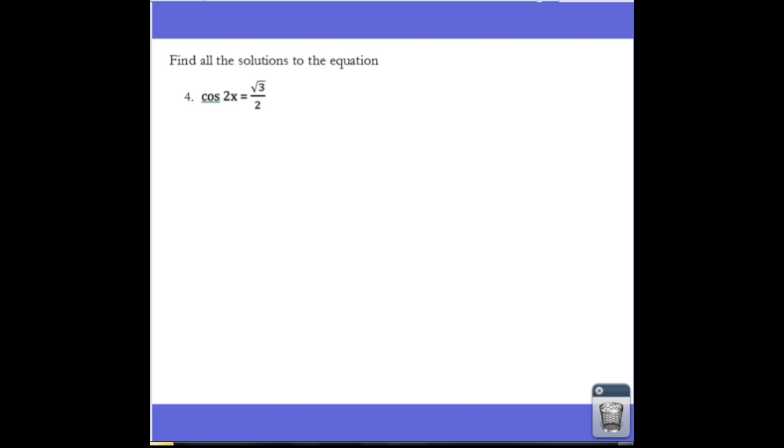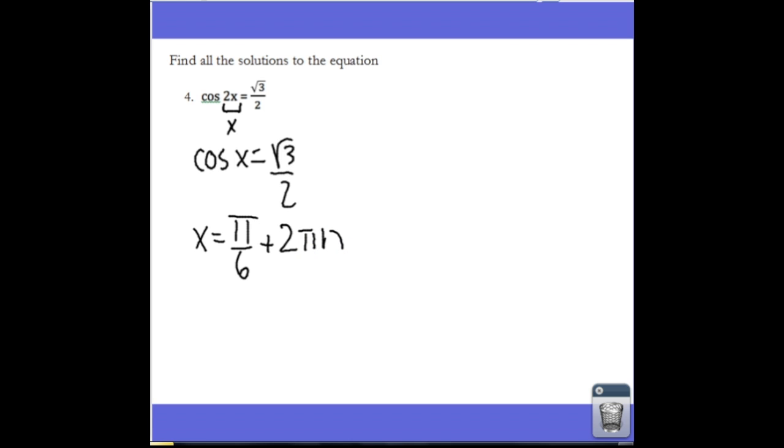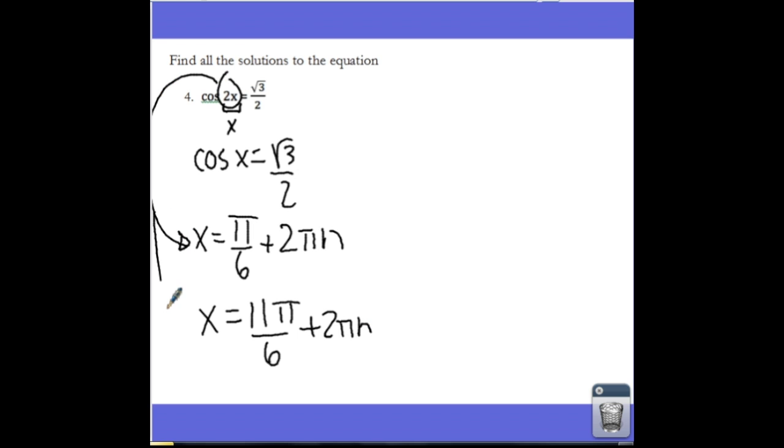So our next example is cosine of 2x equals square root of 3 over 2. So just like the others, we're going to plug in x for 2x and solve for cosine of x equals square root of 3 over 2. So then we have x equals pi over 6 plus 2 pi n in the general form, and x equals 11 pi over 6 plus 2 pi n. So then we'll take 2x and plug it in for x on both the solutions. And then we have 2x equals pi over 6 plus 2 pi n.